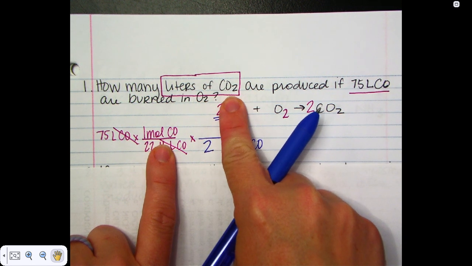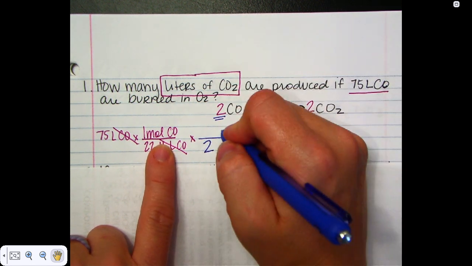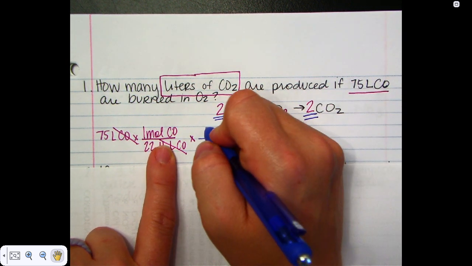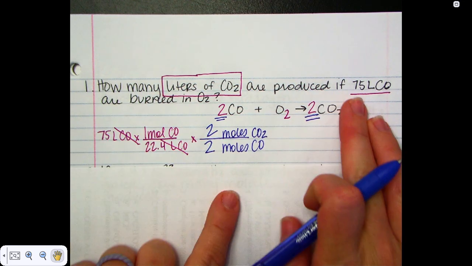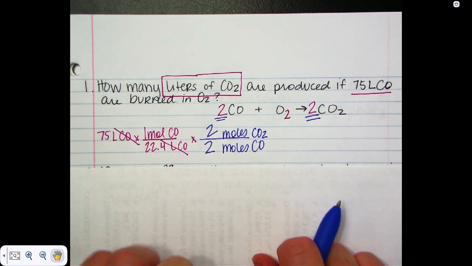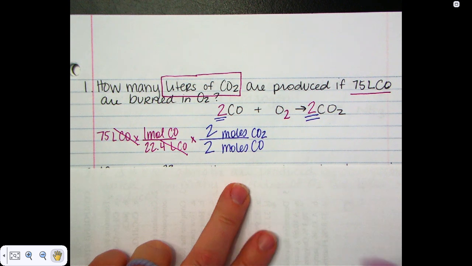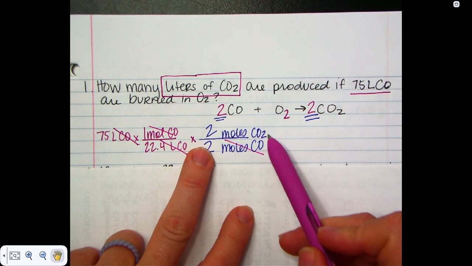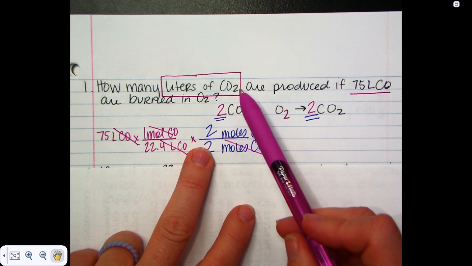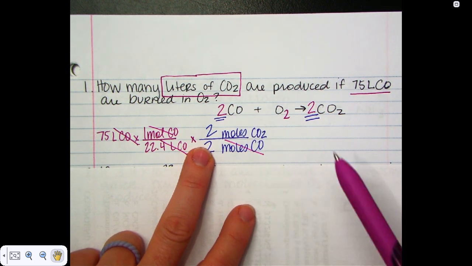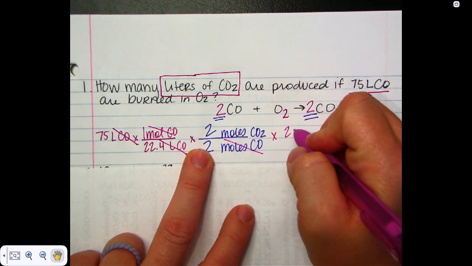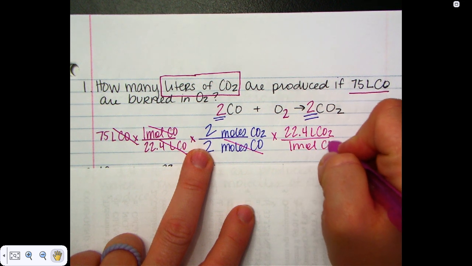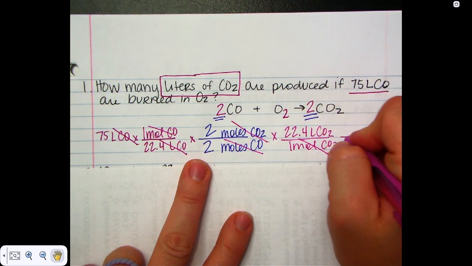It's asking me to solve for CO2, so I need to convert to moles of CO2. I go to my balanced equation. I pick up my coefficient. This part is the only time where I care what these coefficients are. The rest of the time, I don't care. So my moles of CO are going to cancel, and then I have moles of CO2. I need to look at what unit it asks me to solve for, liters of CO2. So I'm going to convert 22.4 liters CO2 over 1 mole CO2. My moles of CO2 cancel. It's going to leave me in liters.